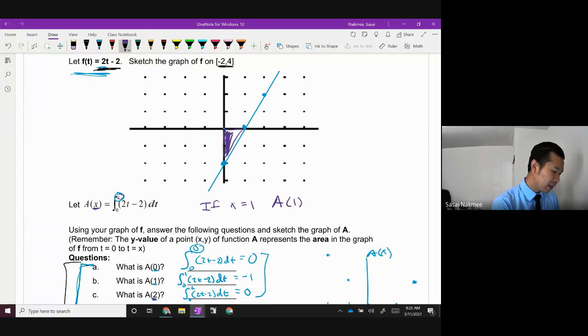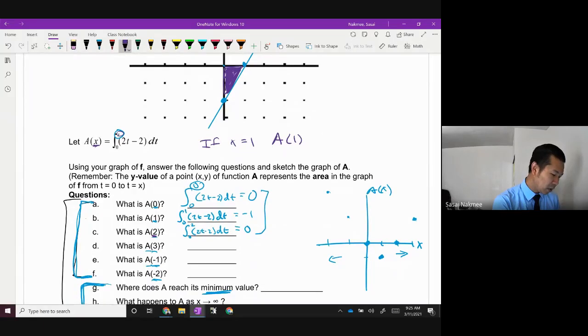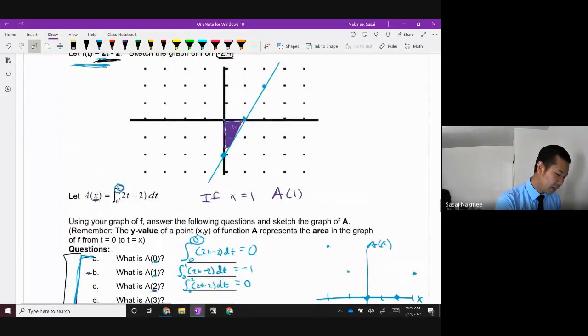And we talked about this. This area is underneath the x-axis, right? That's why the answer for part B right here, A of 1, comes out to -1, right? Now, I'm not asking you to do this by drawing the picture out and calculating this area, because if you go to x equal to 2, those two areas will cancel each other because one's negative, one positive.